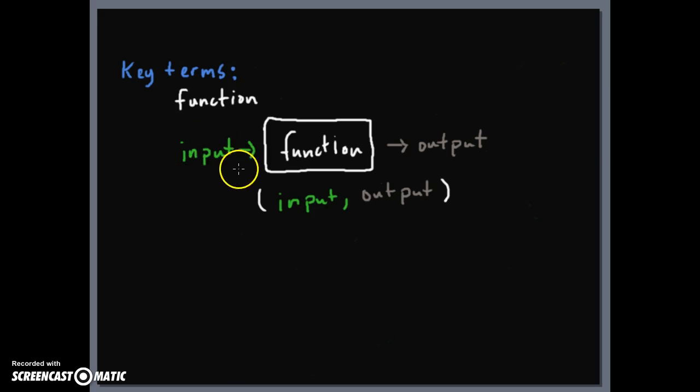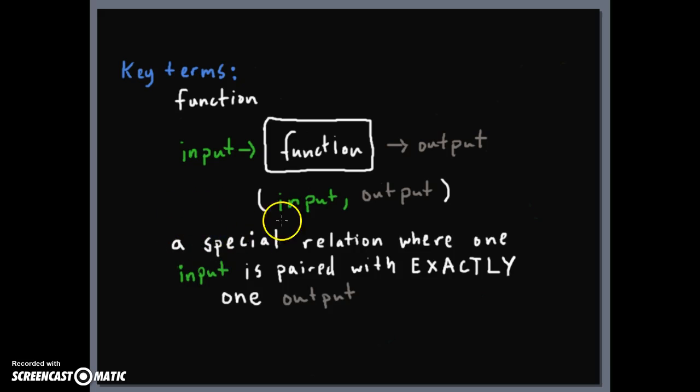So you can see this diagram right here. We've got some input that goes into the function and then produces some output. Now this function box is normally represented by some expression, and the input is some value and the output is some value, and in the end you express that relationship of the input to the output as an ordered pair. So this is kind of a diagram definition, but the more formal definition of what a function is can be expressed as a very special relationship, where one input is paired with exactly one output.